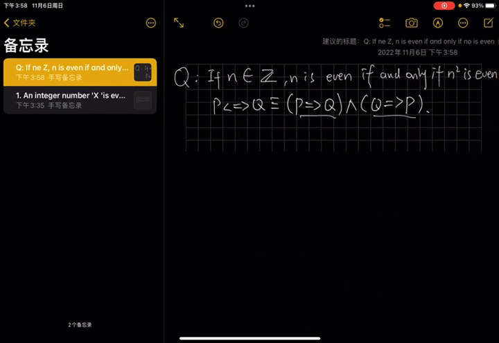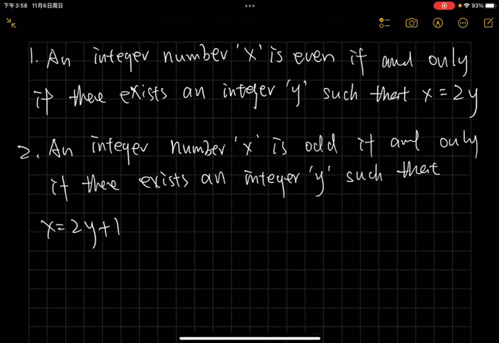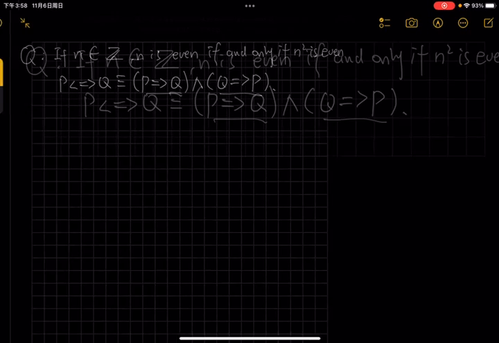I think we need to know two definitions. An integer number x is even if and only if there exists an integer y such that x equals 2y. And the second definition: an integer number x is odd if and only if there exists an integer y such that x equals 2y plus 1. Okay, now we can start.